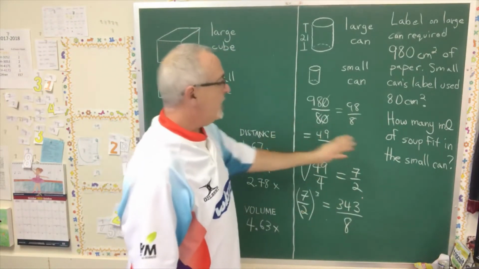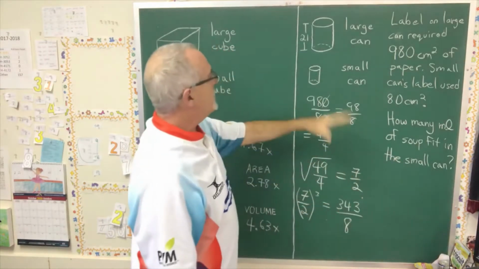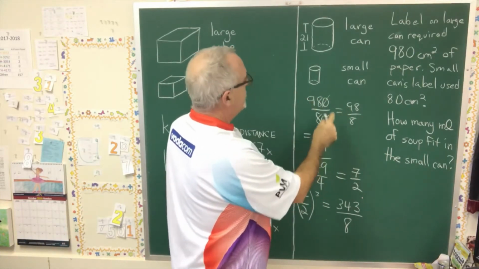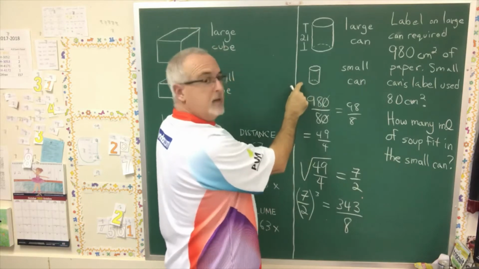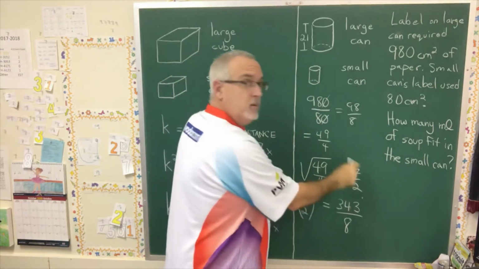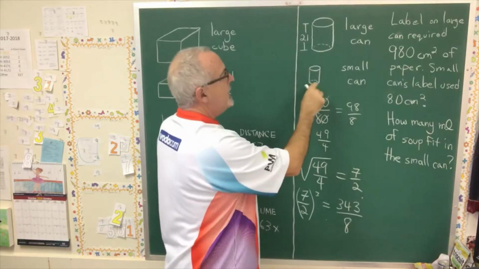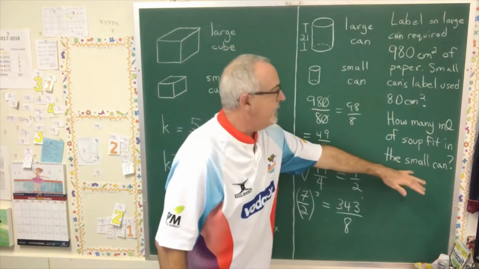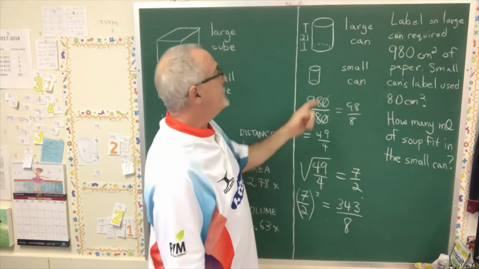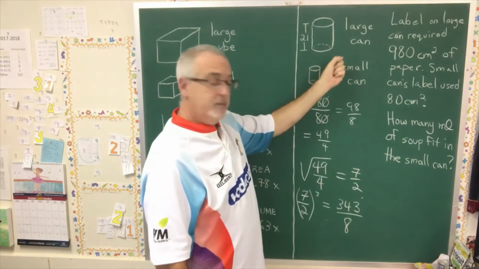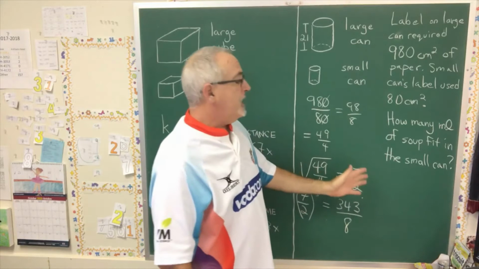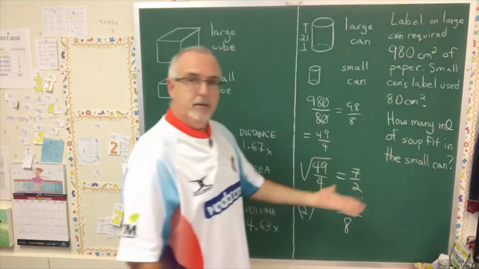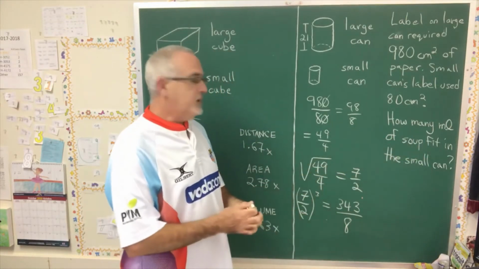What we can do, and I won't show the calculations, is find the height of the small can by using this ratio, and then we can just plug that height and the radius into the volume formula of a cylinder, and we'll have our final answer. But another way we can do it is we can find the volume of the large can, and then we can use a proportion using this ratio to find the volume of the small can, which is the final answer.